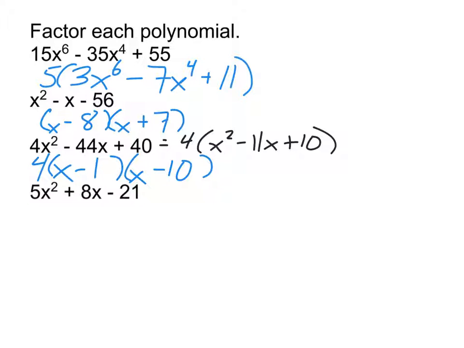All right, and then for that last one, for this last problem, we see the 5 in front of x squared, and so I automatically think, okay, can I factor anything out of every term? But in this case, we can't. And yet I still have a quadratic.